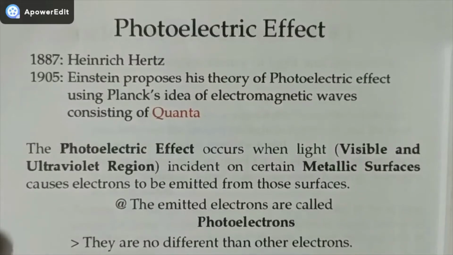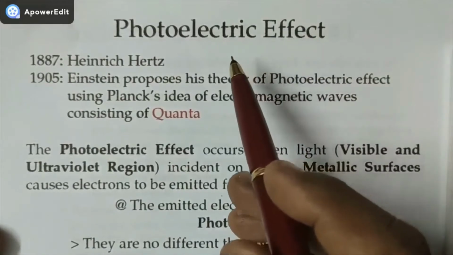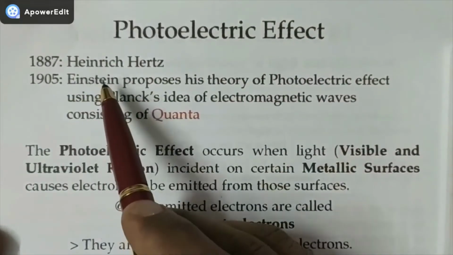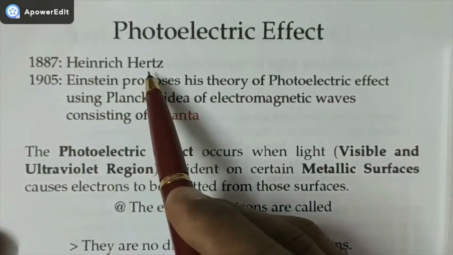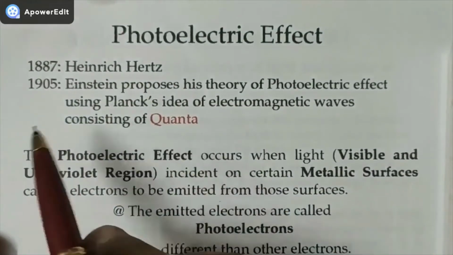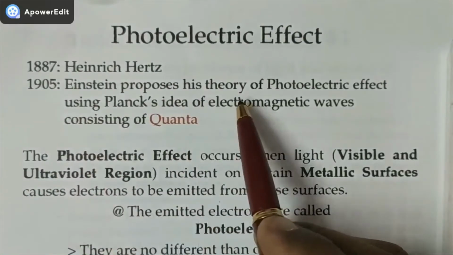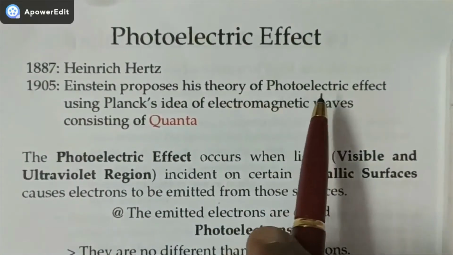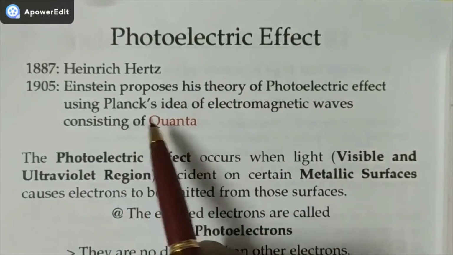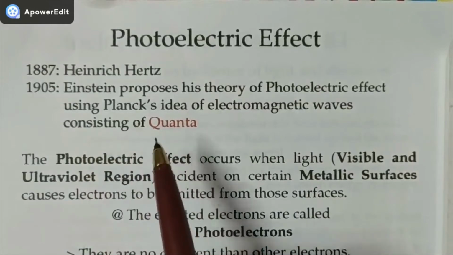So today we will discuss the photoelectric effect, which was originally discovered by Heinrich Hertz in 1887. He was a German physicist, and later on, in 1905, Einstein proposed his theory of the photoelectric effect using Planck's idea of the electromagnetic wave consisting of quanta.